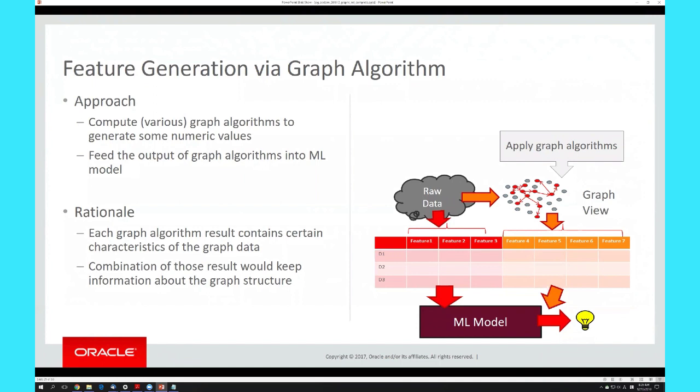This approach is simple. You just apply a bunch of graph algorithms that compute some numbers, and then use those numbers as features. The rationale here is that each of these graph algorithms computes something that captures some characteristics of this graph instance. So if we apply a lot of different graph algorithms, they might generate more features, and by using these in addition to the original features, you may be able to get the information that is in the graph data structure.